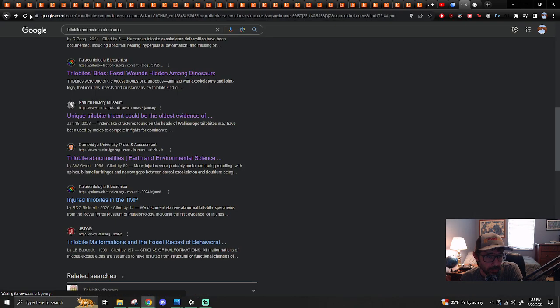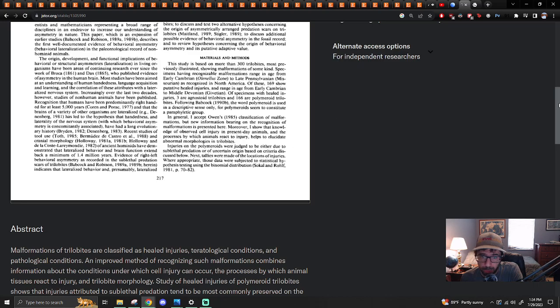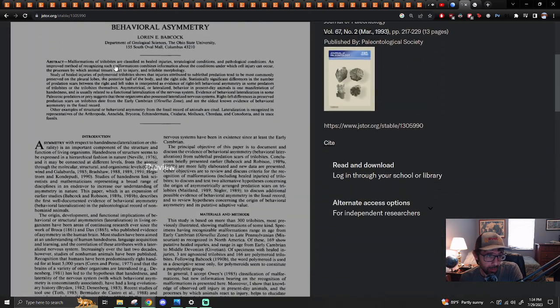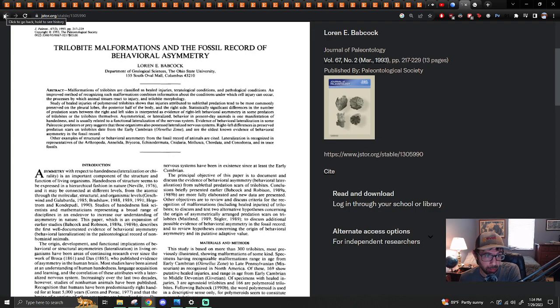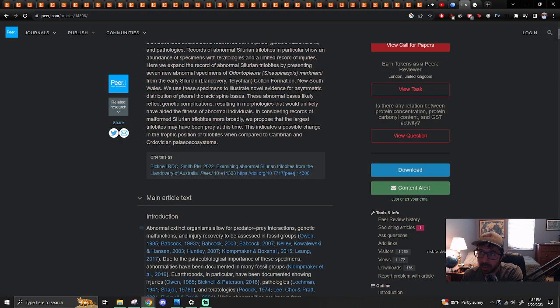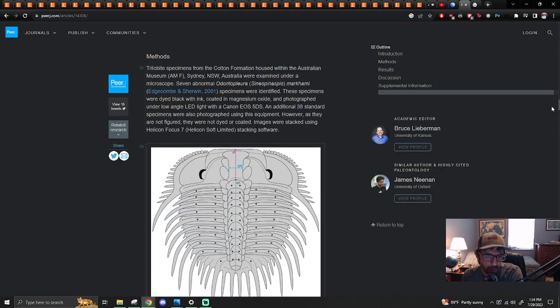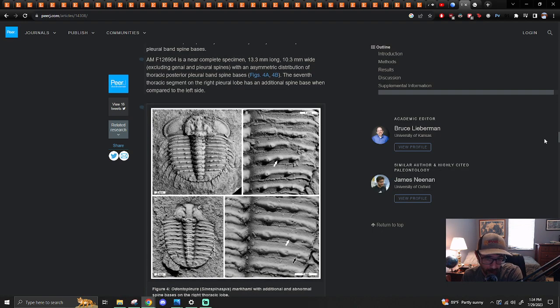Let's see, looks like we can't find any images there. So certainly there's ample documentation of malformations and anomalies that are just attributed to, as we can see here, healed injuries, basically that they're fossils. Attributed to the living being healing and going through things of that nature. That's not true, though. But I mean, again, I see why. I see why we're arriving at that conclusion. Examining abnormal Silurian trilobites. Let's see. Okay, that's this one again.